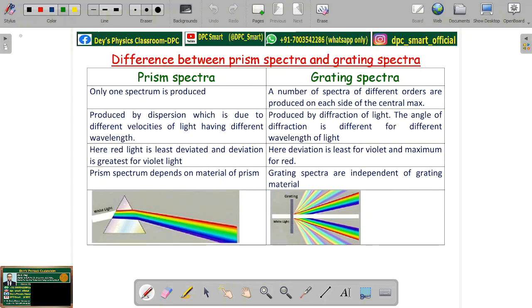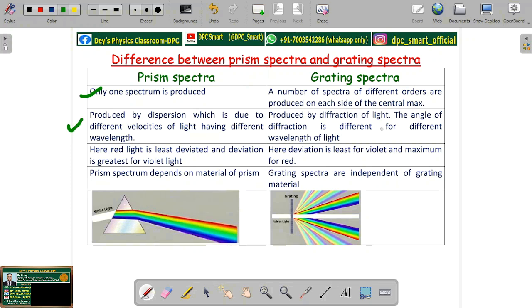Now we will discuss the difference between prism spectra and grating spectra. What we have learned is that both produce polychromatic to monochromatic light. In the case of prism spectra, only one spectrum is produced, whereas in the case of grating spectra, a number of spectra of different orders are produced on each side of the central maxima. The second difference is that prism spectra are produced due to dispersion, which is due to the different velocities of light waves having different wavelengths.